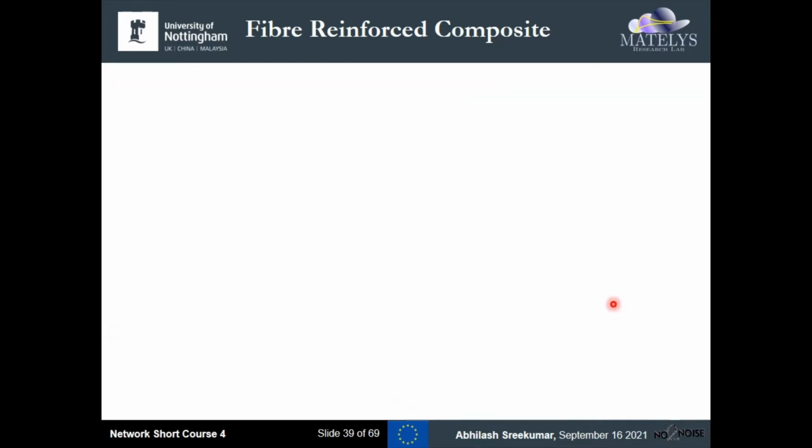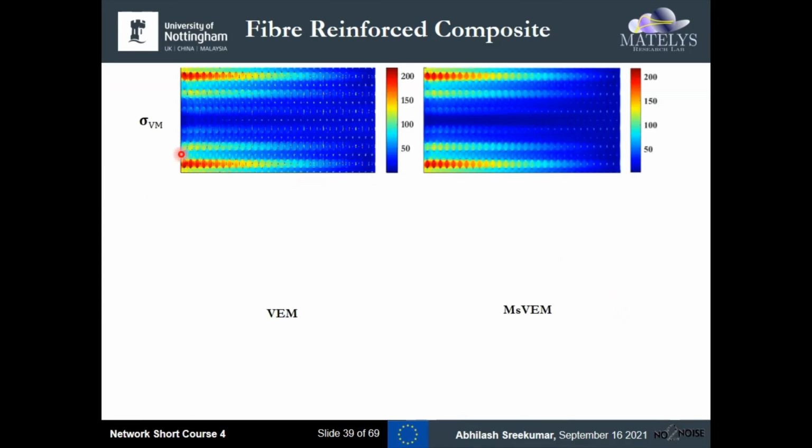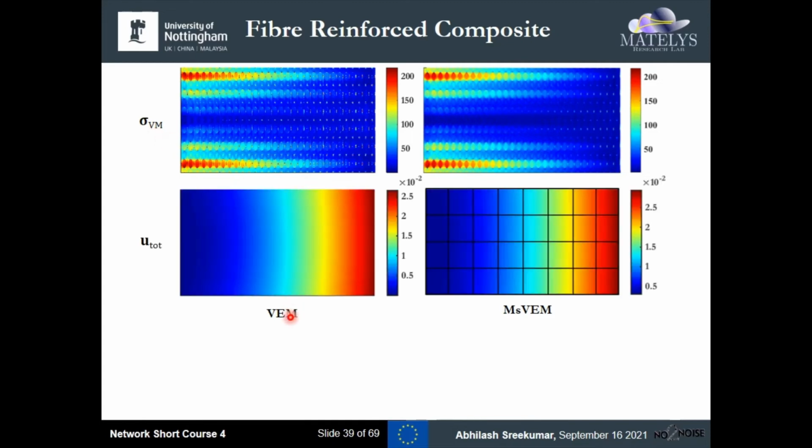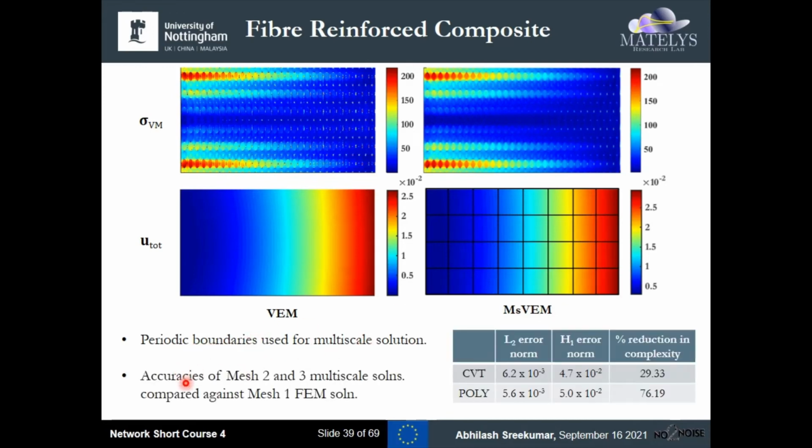Now, these are the von Mises stress contours provided by the FEM and the VEM and the MS-FEM. And the MS-FEM solution has been provided for the third mesh, the adaptive one. Periodic boundaries are used for the multiscale solution. Accuracies of mesh 2 and 3, that is the CVT and the polygonal mesh, are compared against the reference mesh 1 solution. Here one can see that the error norm obtained by the CVT mesh is quite comparable to the error norms obtained by the polygonal mesh, both the L2 and the H1 error norms.